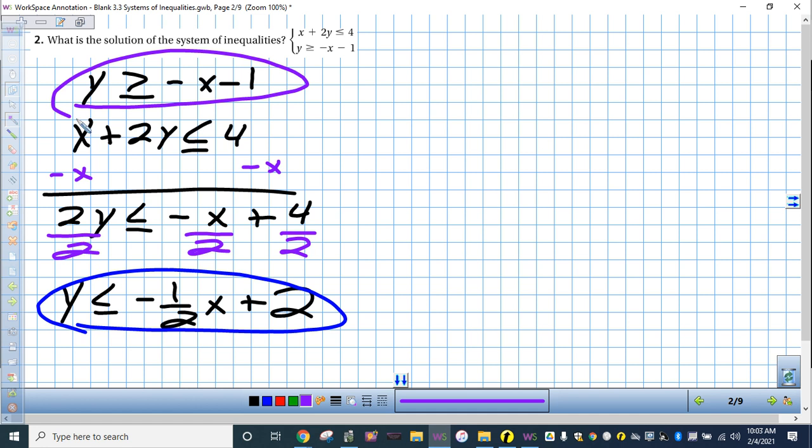Anybody in person need graph paper? I got some extra graph paper if you want some. High quality construction paper, graph paper. Anyone else? You?